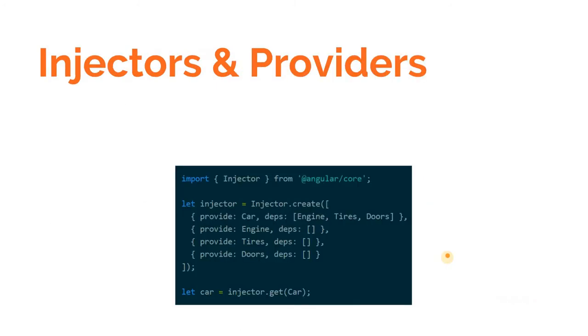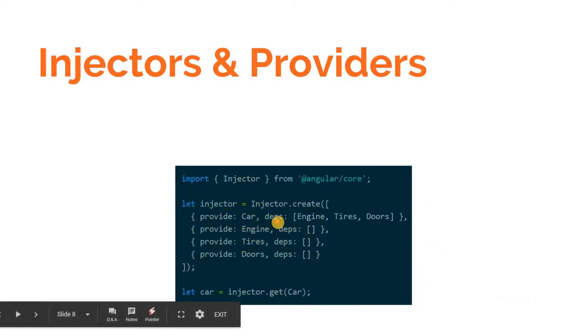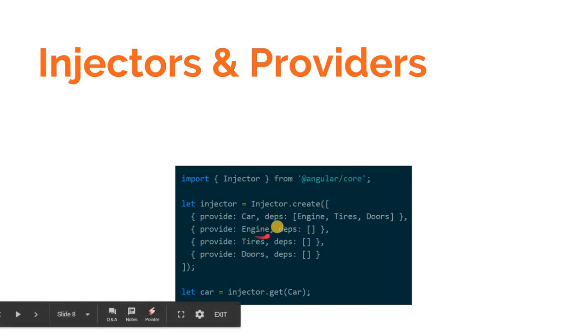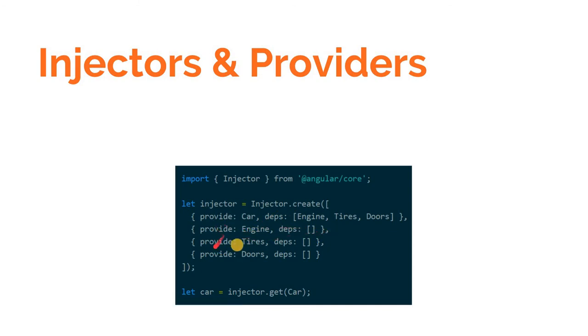Okay, so if you have a look at this code, then you can see that the injector that we have here basically exposes an API named create, to which we pass a list of providers, and these are all the providers that we have. Each provider has something that we want as a dependency injected, while it also has some dependencies on it. So say for example, if I need a car, then I'll have to provide it with some dependencies of an engine, a tire, and a door.